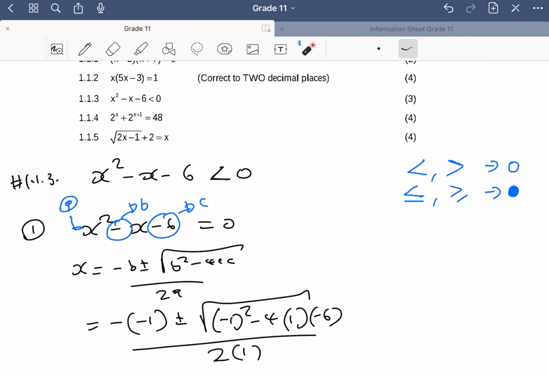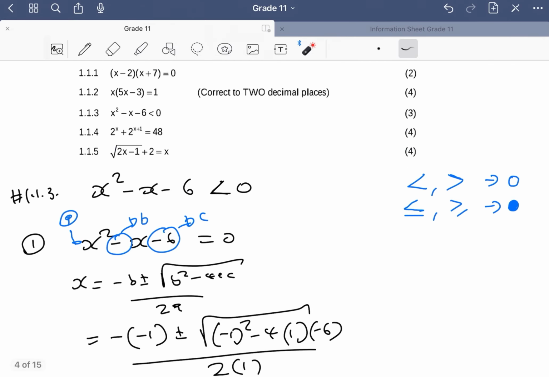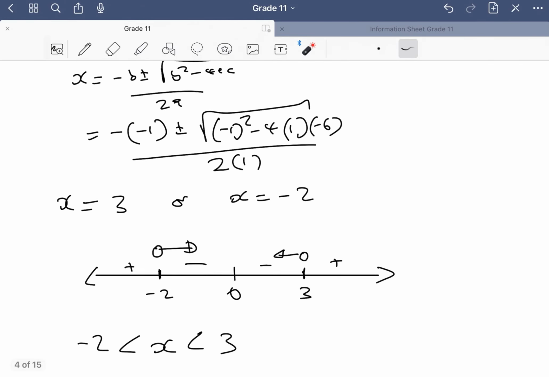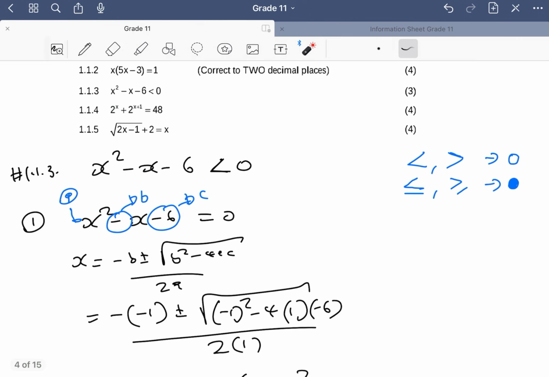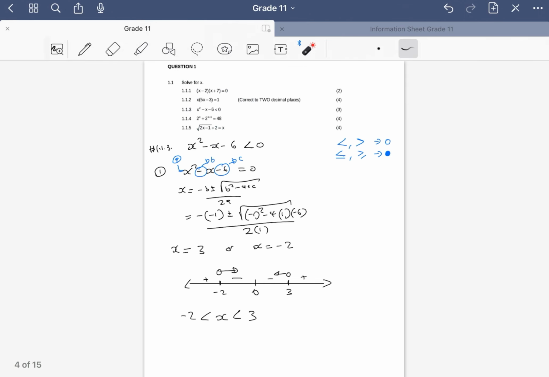Do the same thing, but you look at where your dots are pointing. If they're pointing negative, if they're pointing positive, this is what you do. Okay, all right, great. So that's 1.1.3. All right, and 1.1.4, let's write this off.